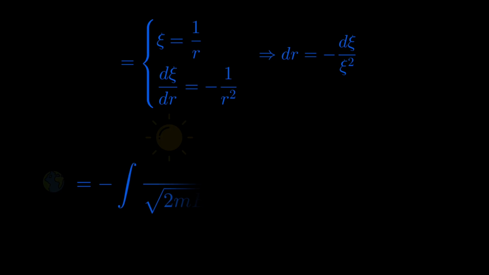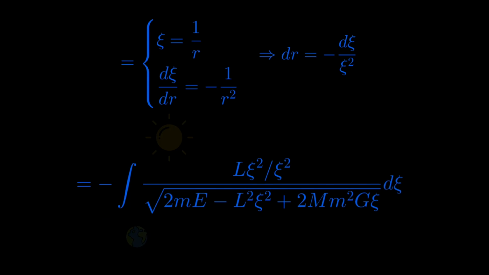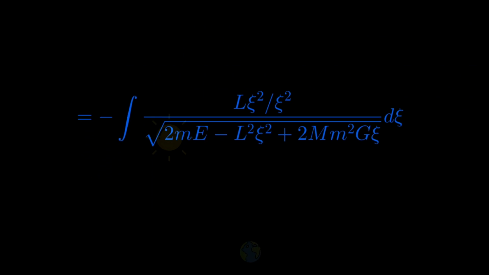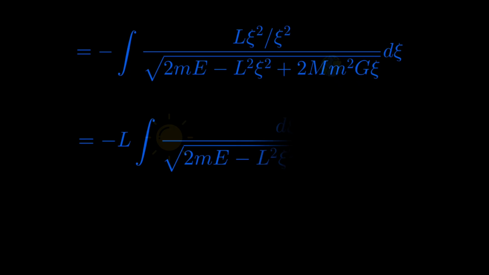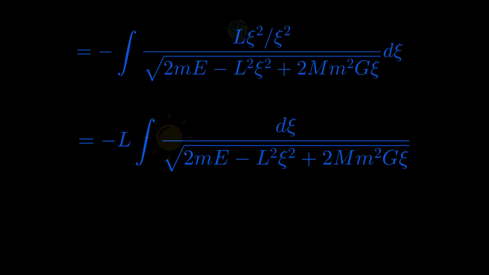And plugging this substitution in, we get a minus sign in front of the integral. The xi squared over xi squared in the numerator of the integrand cancel each other out to 1, so only L as a constant remains in the numerator and we can extract it as a constant out of the integral.